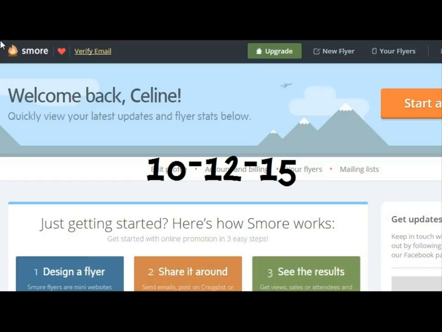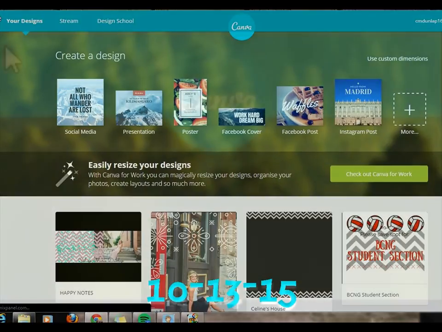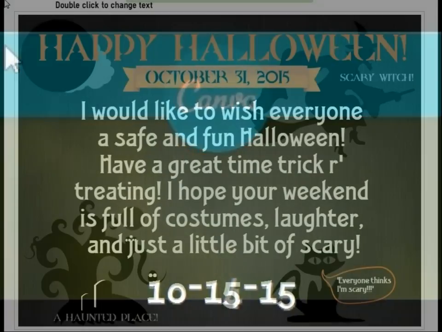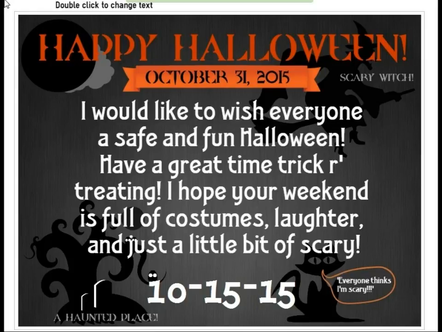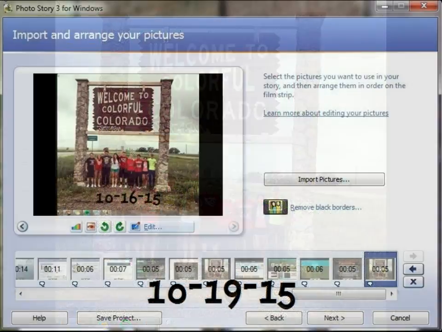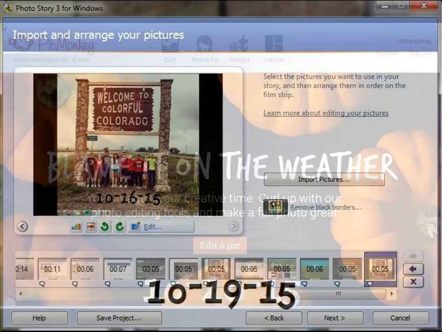On October 12th, we demoed Smore and had continued work time. On October 13th, we learned how to use Canva. On October 14th, we had a work day and I used it to do my Canva project. On October 15th, we had a work day and I used it to work on my Easel.ly project. On October 16th, we had no school. On October 19th, we had a work day and I worked on my digital journal.